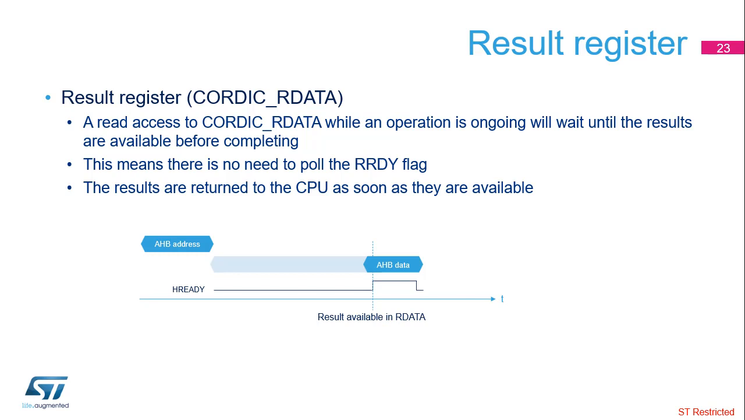The software that subcontracts a calculation to the Cordic block does not need to poll a flag to determine when this calculation is completed. It simply initiates a read request of the R data register through the AHB bus. As with any AHB transaction, the slave is permitted to insert wait states by maintaining the H-ready signal low. Once the results are available, the Cordic block asserts H-ready, which completes the transaction. In the meantime, the Cortex-M processor is frozen. This approach is called zero overhead mode.